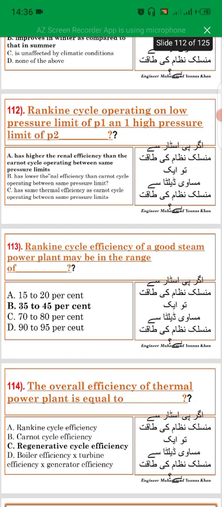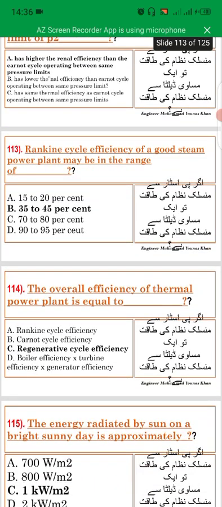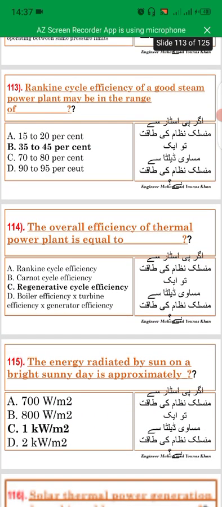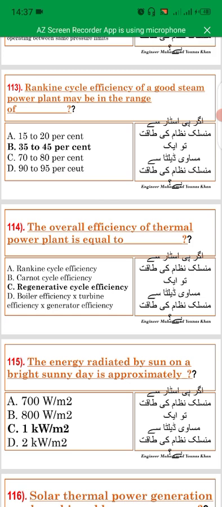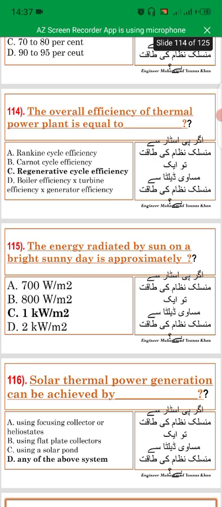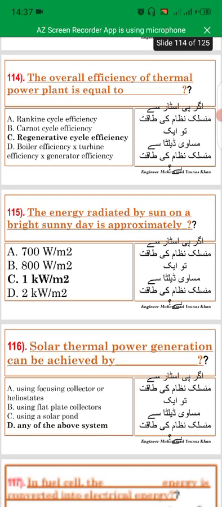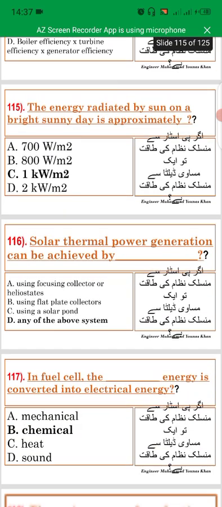Rankine cycle operating on low pressure limit of P1 and high pressure limit of P2 has higher efficiency than the Carnot cycle operating between same pressure limits. Rankine cycle efficiency of a good steam power plant may be in the range of 35 to 45%. The overall efficiency of thermal power plant is equal to regenerative cycle efficiency.